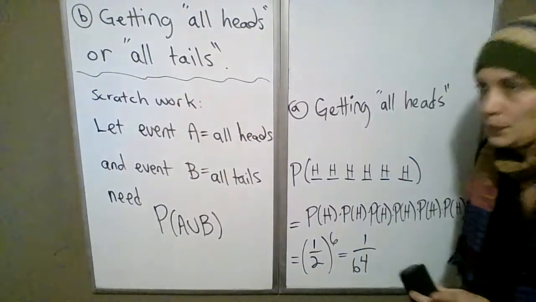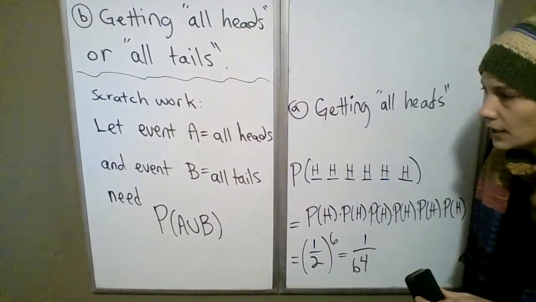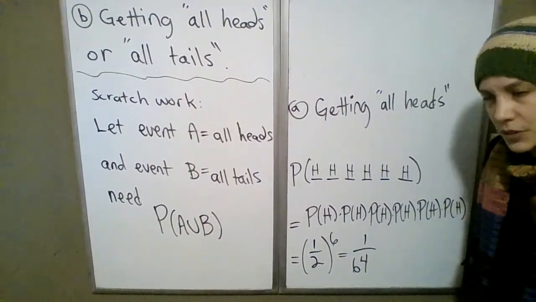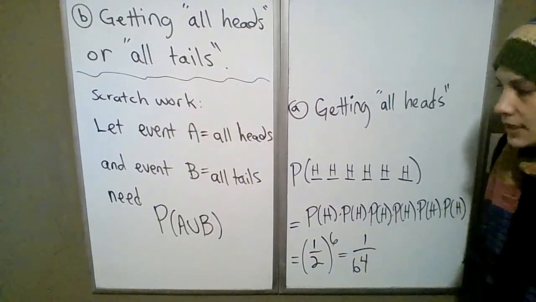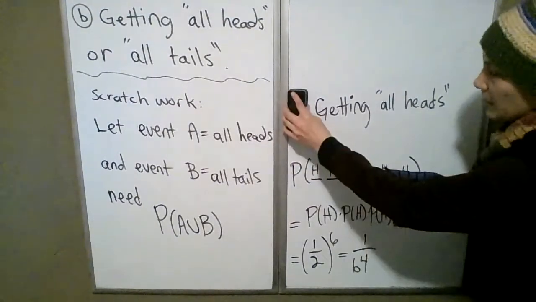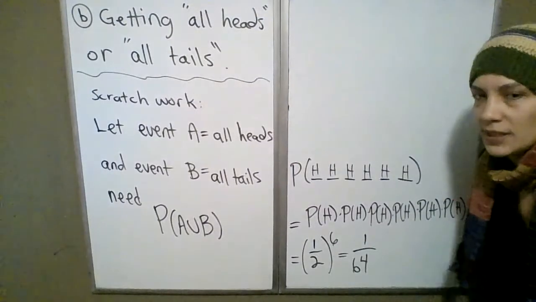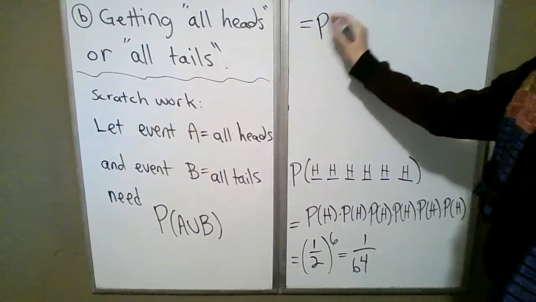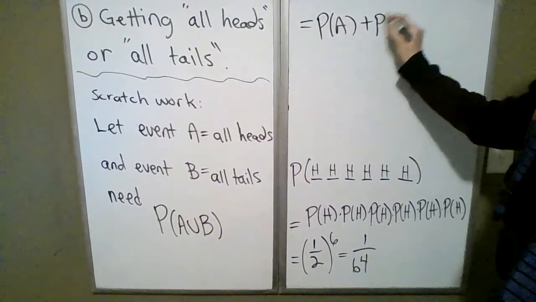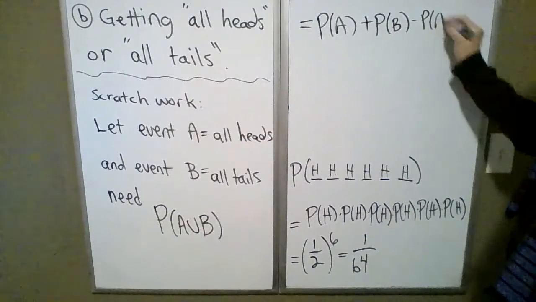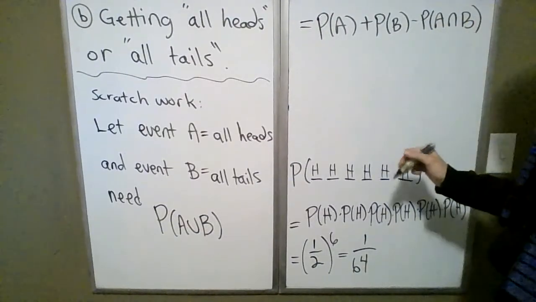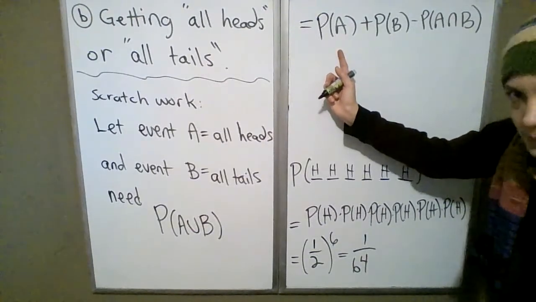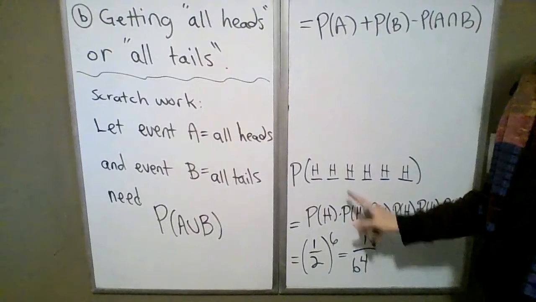Okay, so what we're using now is the general addition rule. Yes, the general addition rule. So the probability of A union B is the probability of A plus the probability of B minus the probability of A intersect B. Okay, the probability of getting all heads was part A. It's 1/64.